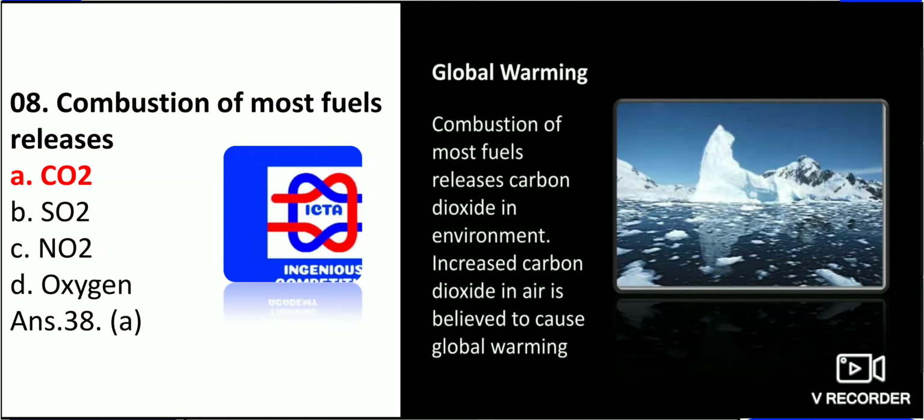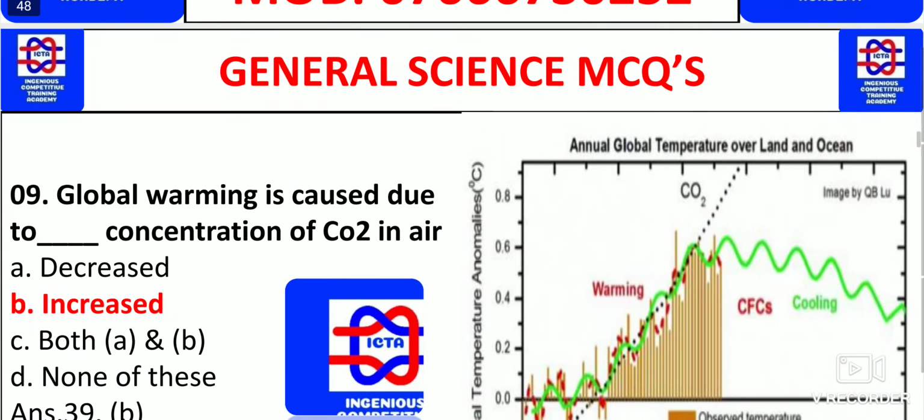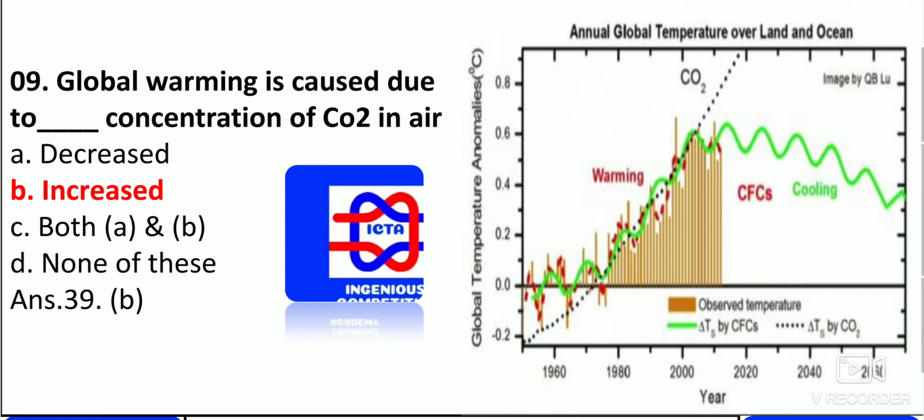As you can see on the right side, combustion of most fuels releases carbon dioxide in the environment. Increased carbon dioxide in air is believed to cause global warming. Globe means our earth. Once the earth gets heated, the icebergs in the Arctic will have maximum melting of ice. This results in carbon dioxide in the atmosphere being maximum. Then automatically the melting of the ice takes place in the Arctic, which results in increasing sea level, which results in major floods in coastal areas.